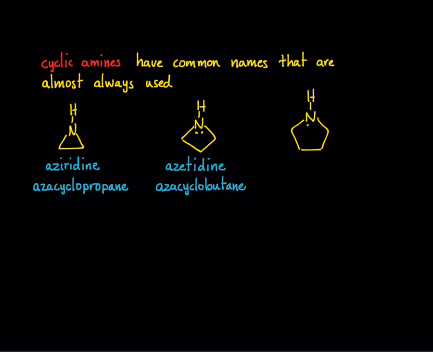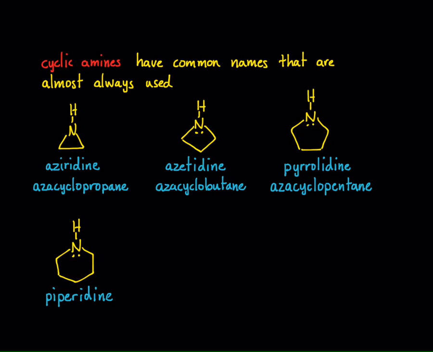And then of course we have a 5-membered ring, and it also has a common name called pyrrolidine. Pyrrolidine has the IUPAC name of azacyclopentane. And then lastly, I'll show you a 6-membered ring. 6-membered rings obviously can be azacyclohexane, but the common name for this is piperidine. Piperidine is the spice of black pepper.